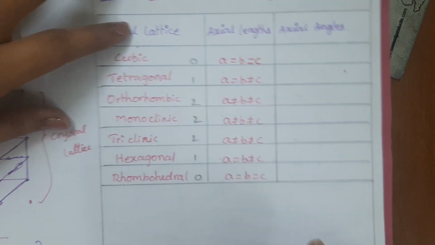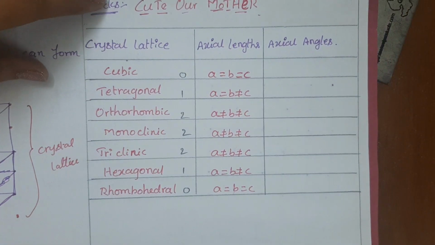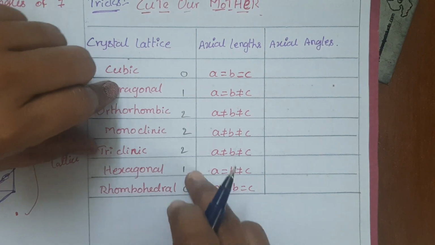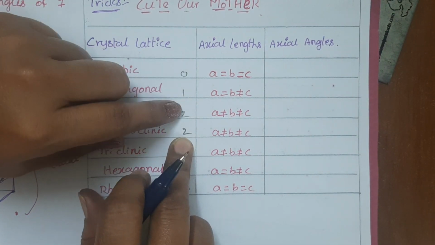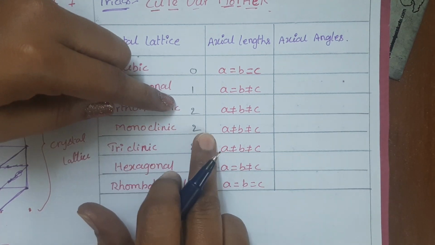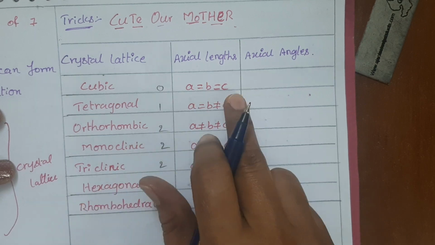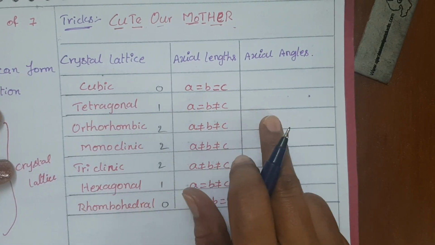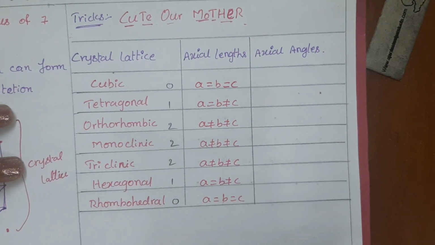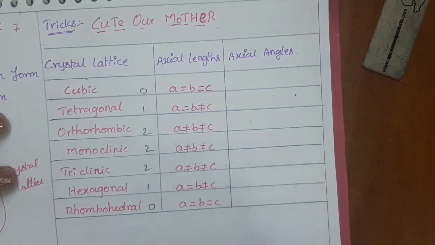So this is the trick to write the axial lengths of the 7 primitive unit cells. 0, 1, 2, 0, 1, 2, next 2. From top to bottom 0, 1, 2, next bottom to top 0, 1, 2. Next the middle, monoclinic, also contains 2. 0 means all lengths are equal. 1 means one length is unequal. And 2 means all are unequal. So by following the trick we can write A equals B equals C like that.